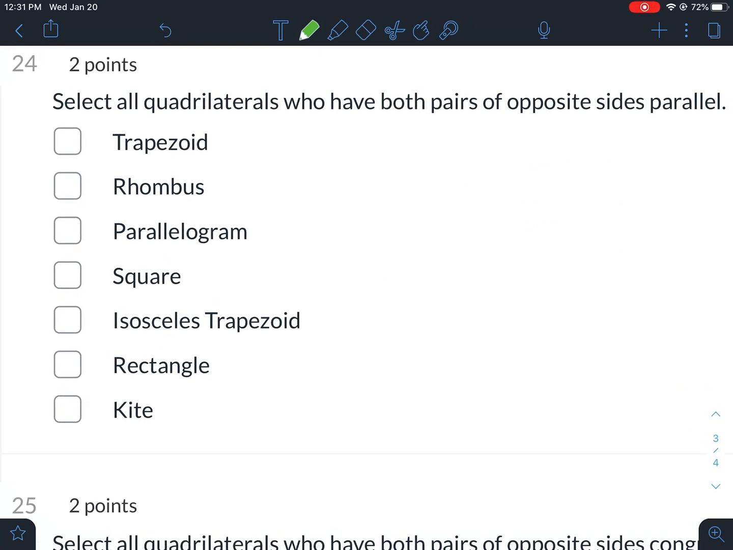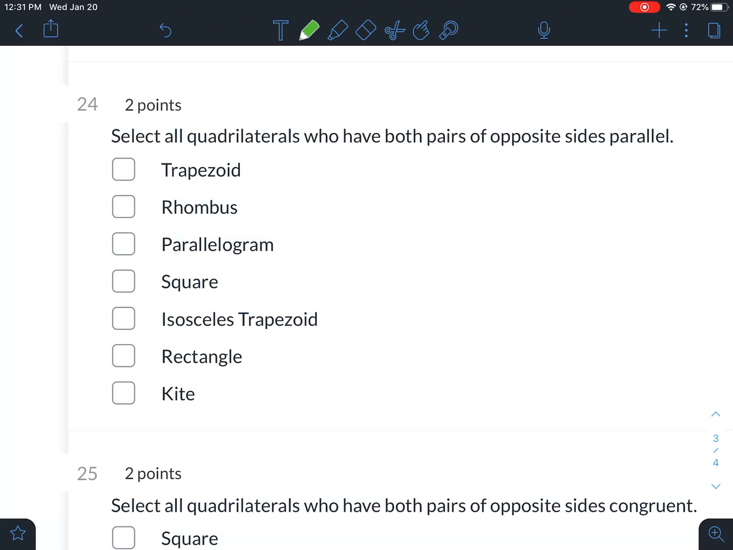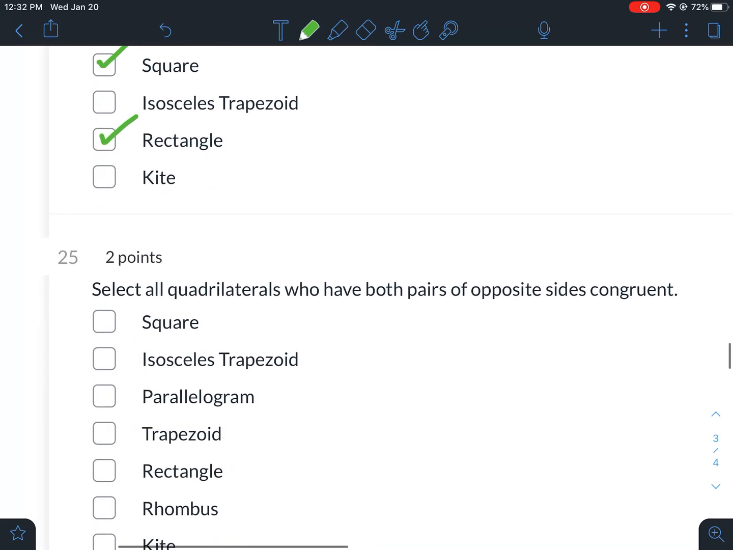All right, 24. So they want to know which ones have both pairs of opposite sides parallel. Well, opposite sides parallel comes from our parallelogram. So parallelogram, and under parallelogram, we have rhombus, we have a rectangle, and we have a square. If you remember, a trapezoid only has one pair. Isosceles, same thing, only has one pair, and a kite has none.